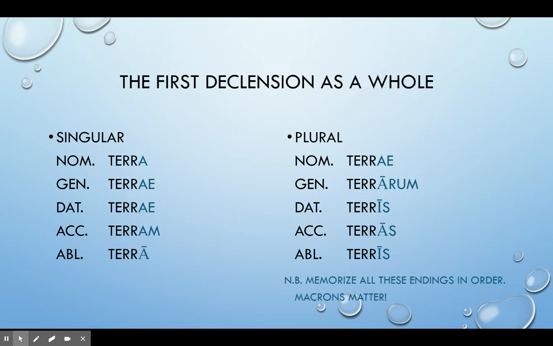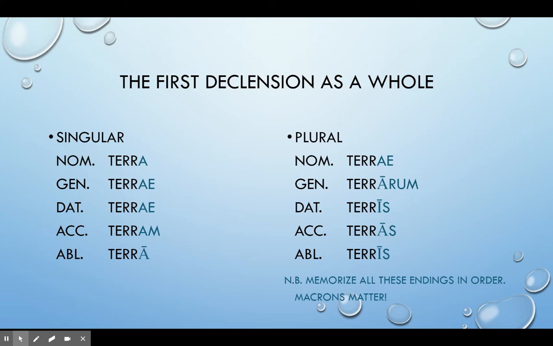It's possible to just memorize the endings. I, is, as, is. It's possible to remember them attached to a noun, the noun of your choosing, whether it's lupa or here terra. Terra, terrae, terrae, terram, terra, terrae, terrarum, terris, terras, terris. Work on orally practicing them, work on writing them, both as endings and attached to a noun in order.